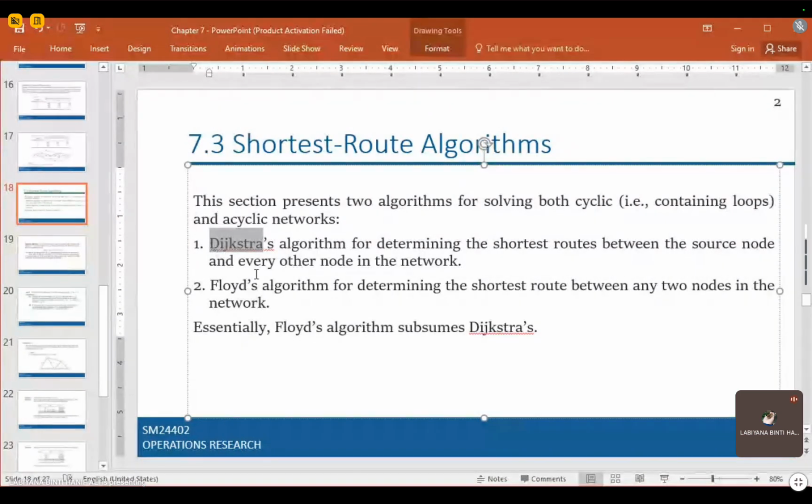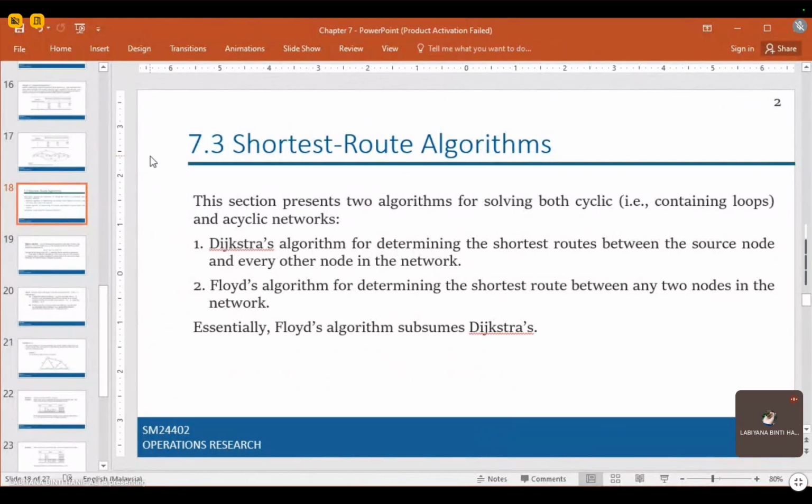Yes, this one is the Dijkstra algorithm, for determining the shortest route between the source node and every other node in the network.